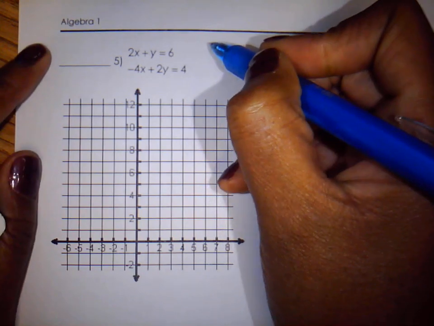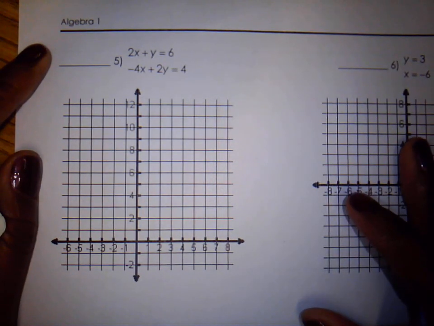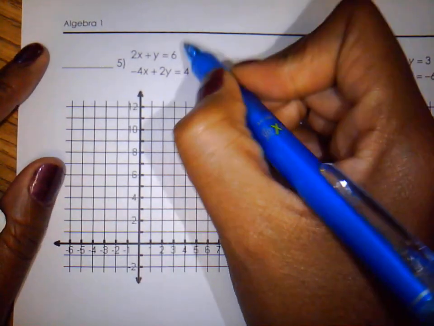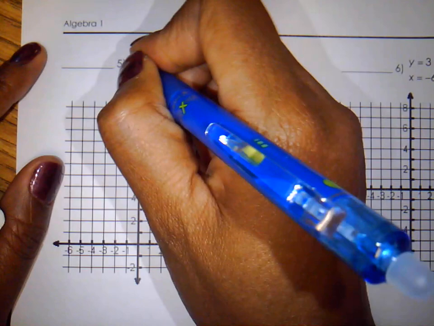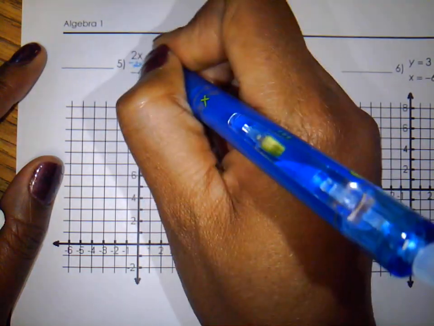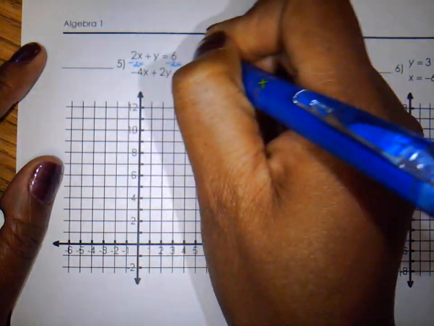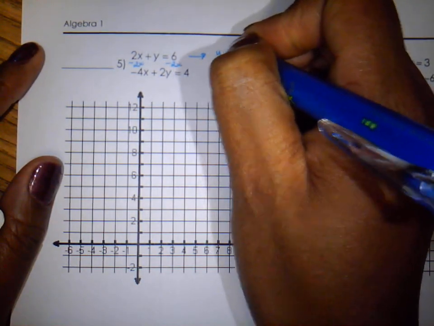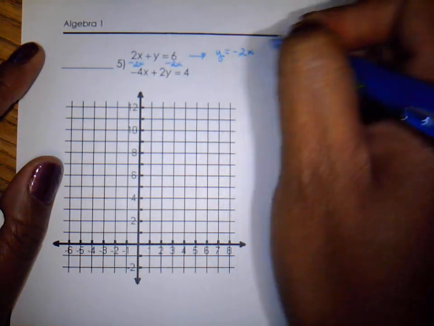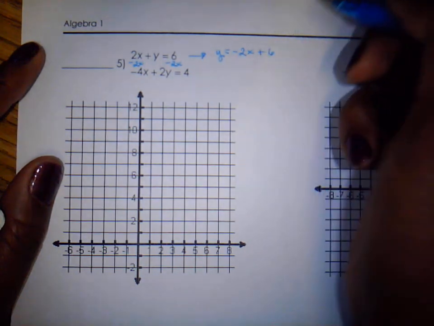All right, what's my first step for number 5? Solve for y. Very good, Devon. So for the first equation, I'm going to subtract 2x on both sides, okay? So my new equation, guys, is going to be y equals negative 2x plus 6.